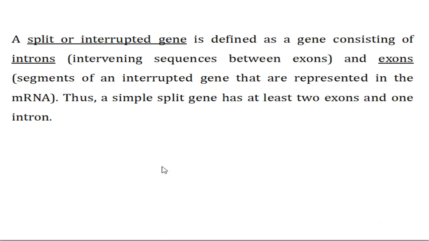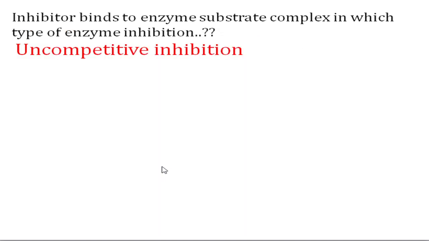Next is, what is meant by a split gene? A split gene is also called an interrupted gene. This gene consists of introns, also called intervening sequences, between exons, and the exon segments of the interrupted gene are represented in the mRNA. Simply, a split gene has at least 2 exons with 1 intron between the 2 exons. Next, an inhibitor that binds to the enzyme-substrate complex alone is called uncompetitive inhibition.